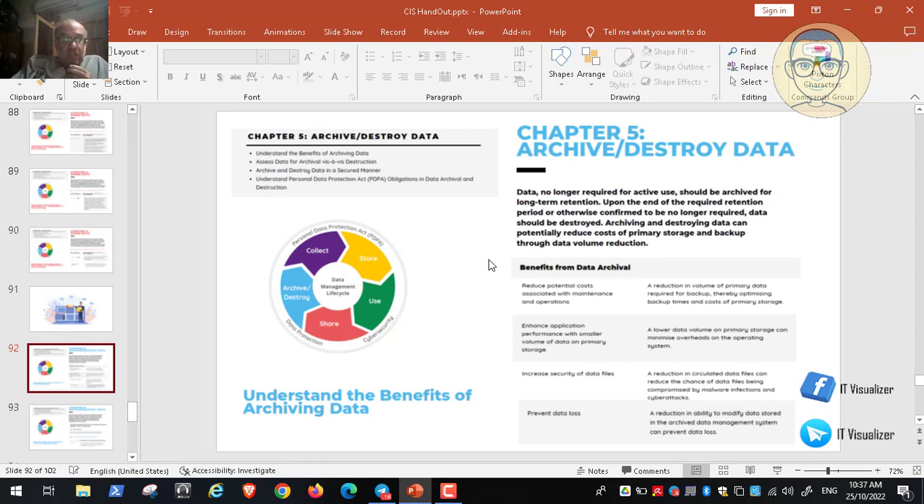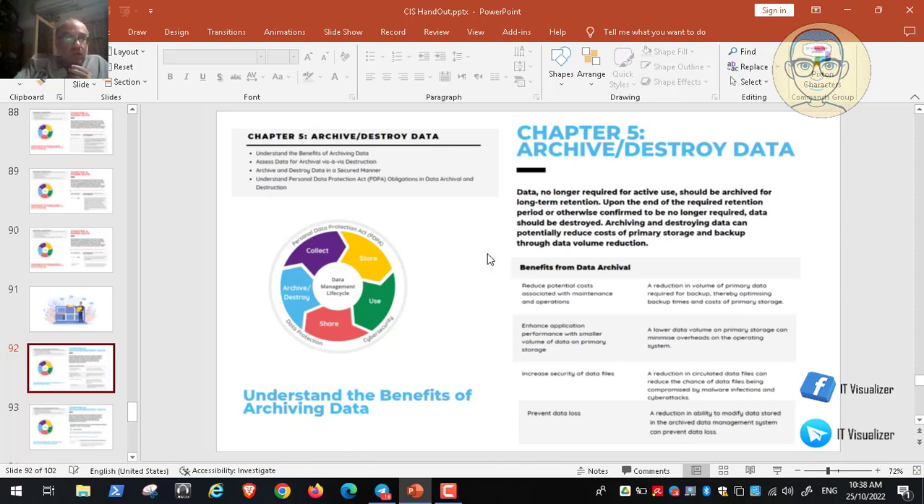This data costs us a lot. When we back up our data, the cost of backup is large because our data is increasing day by day. So when we archive our data, or destroy the data no longer needed, this will decrease the cost of backup. It will help us reduce the cost of primary storage and backup through data volume or data size reduction. This is one of the reasons for the importance of archiving and destroying data, although archiving still needs some storage to archive the data on.